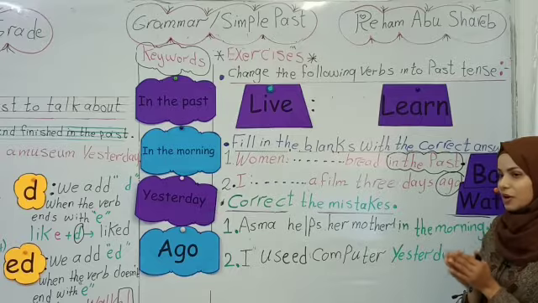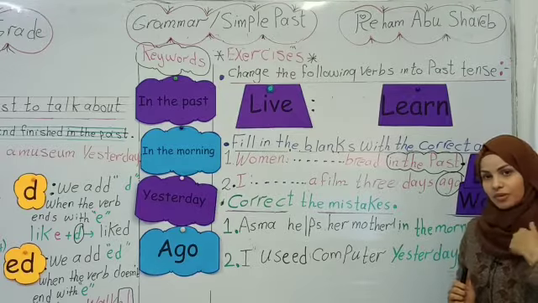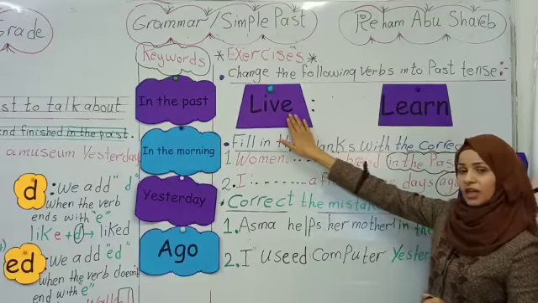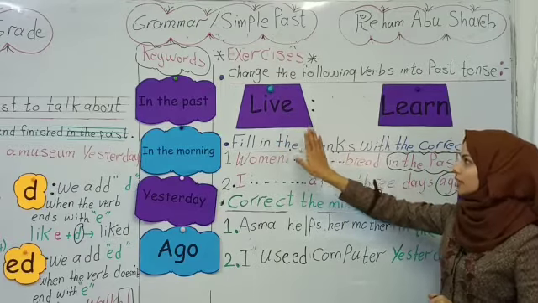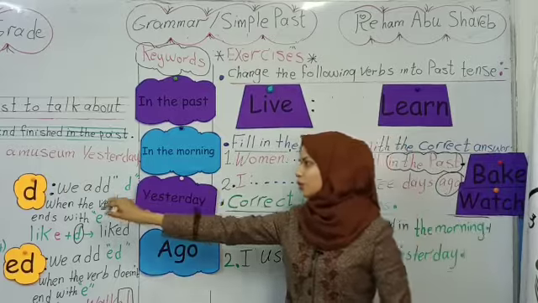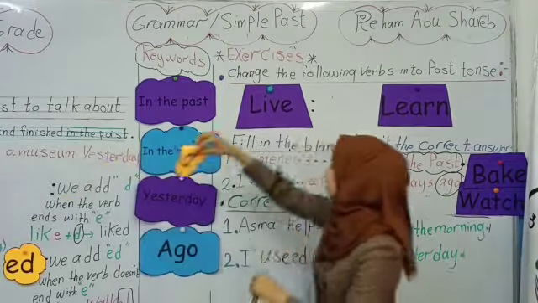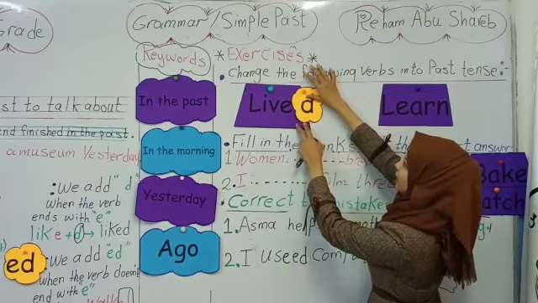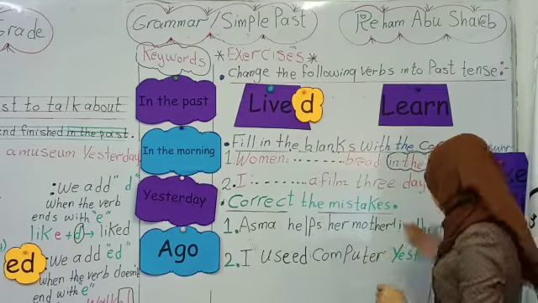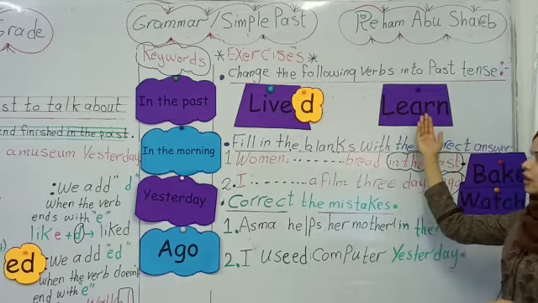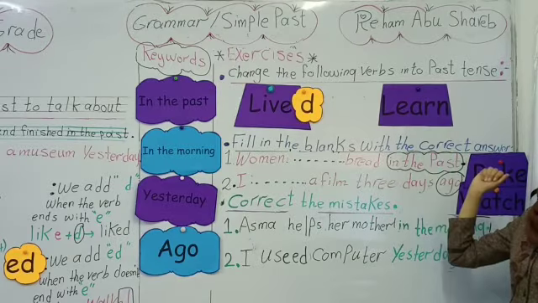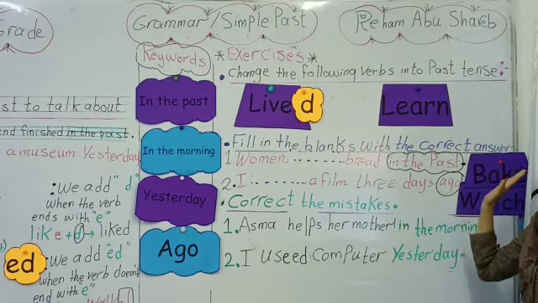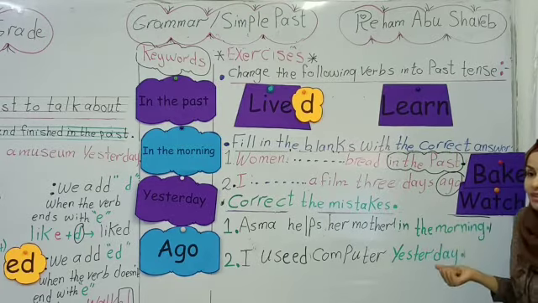Great. I will give you a minute. Good. Live ends with E, so I only add D. It becomes lived. What about the second word? Learn. It doesn't end with E. So what do I have to add?